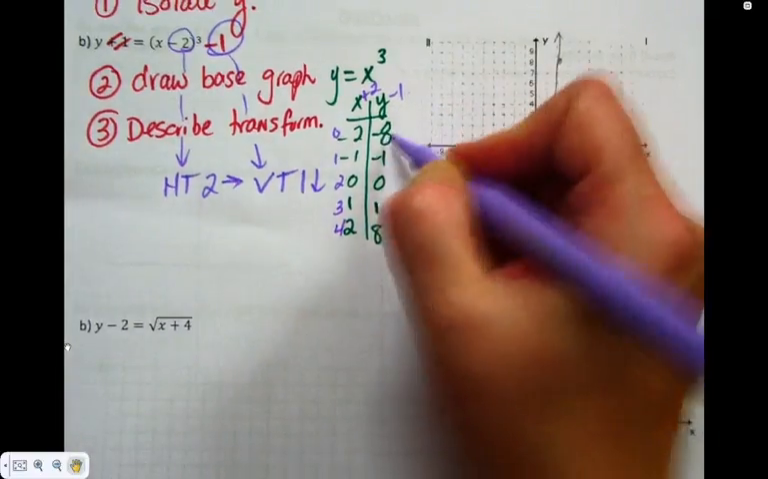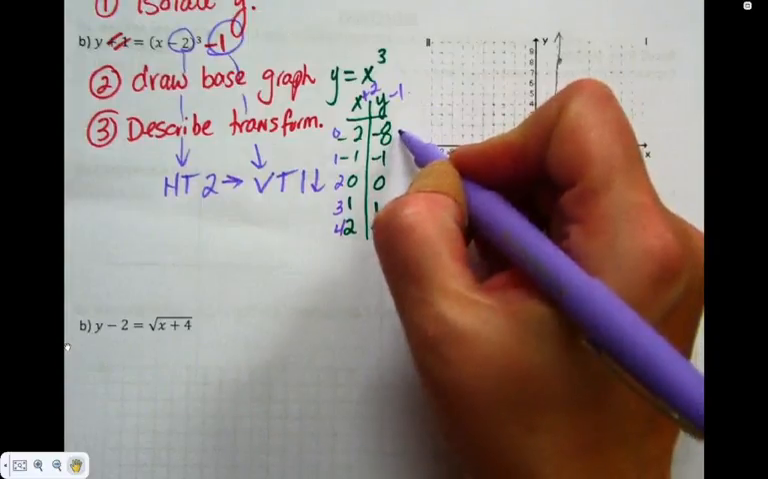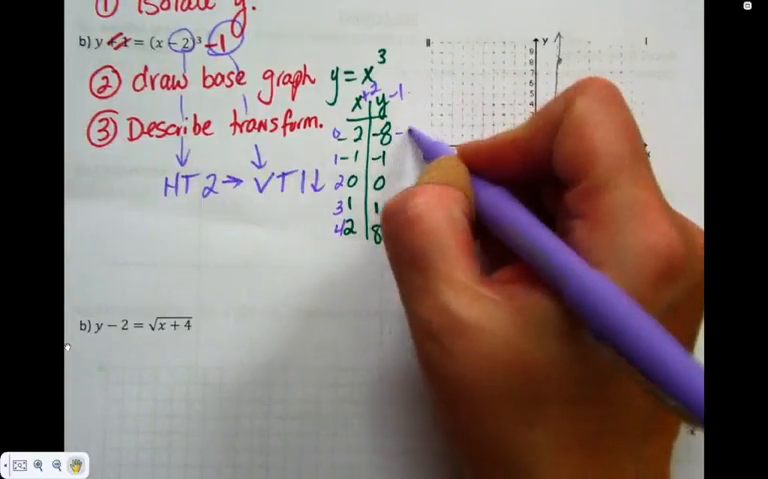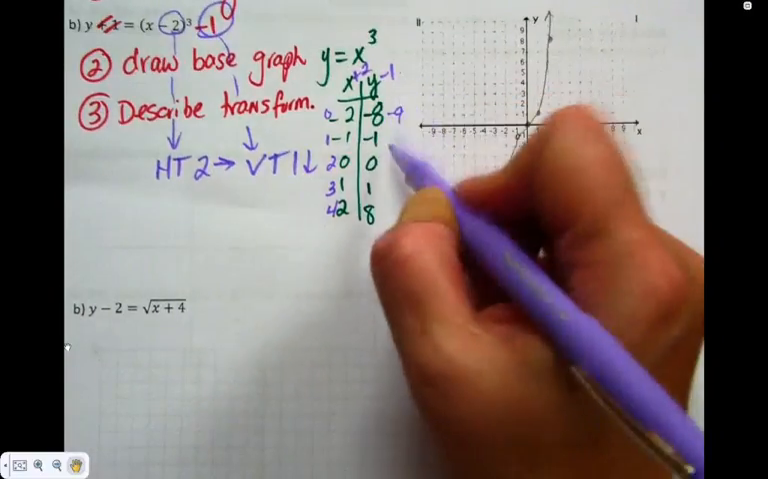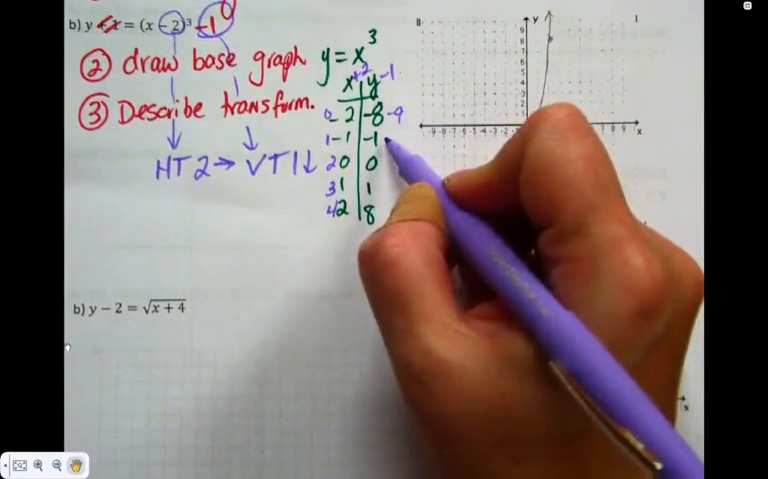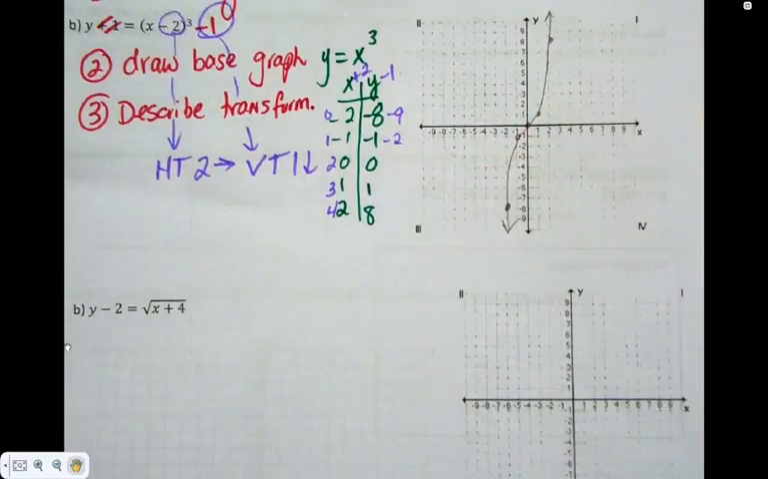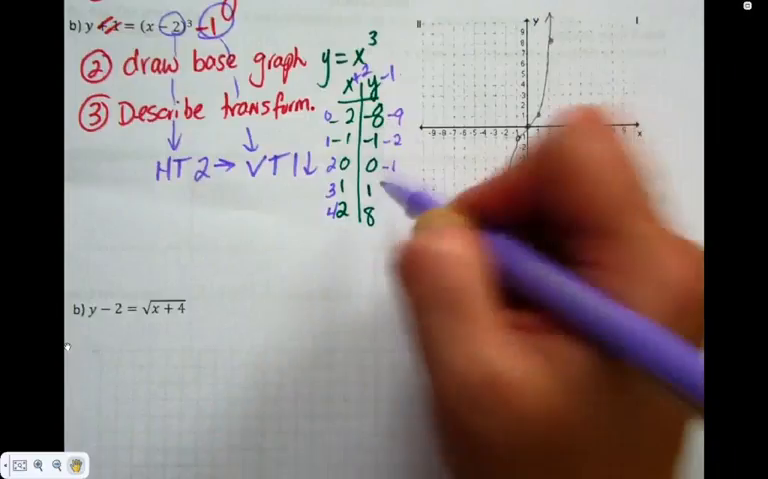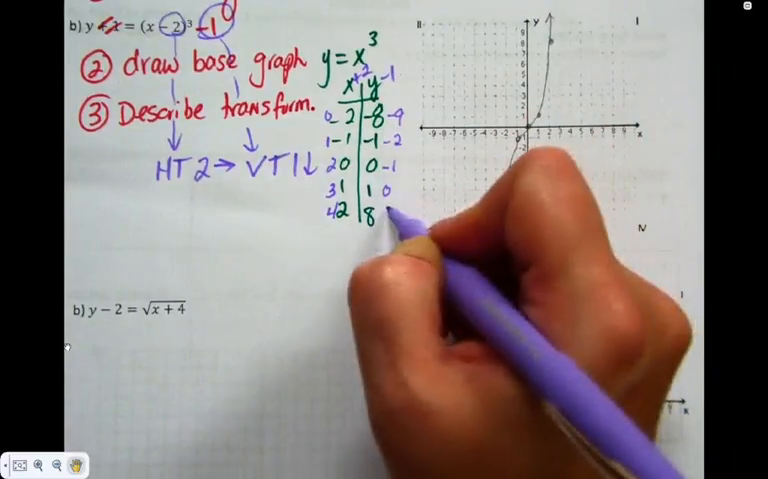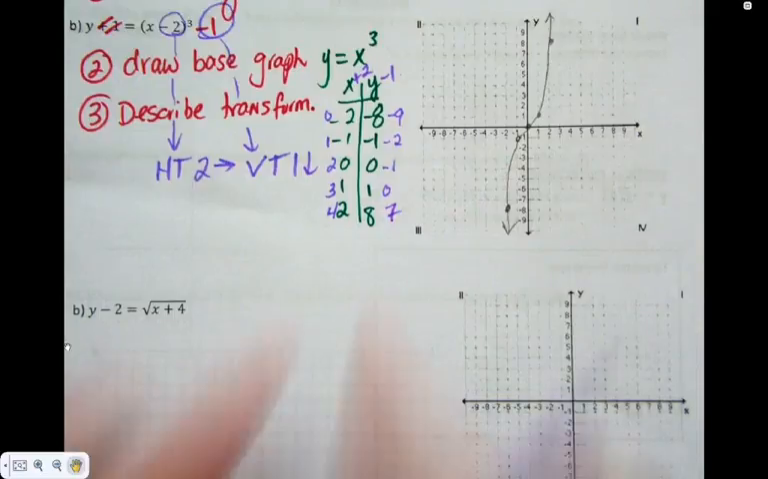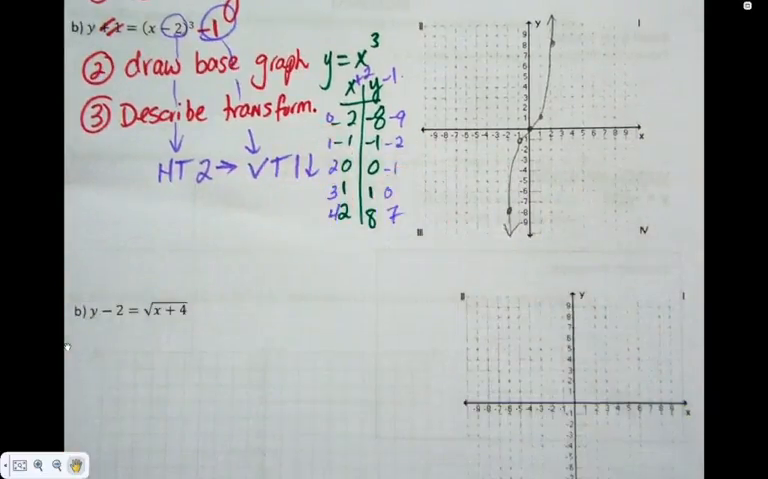-8 minus 1 is going to go to -9. -1 subtract 1, -2. 0 minus 1, -1. 1 minus 1, 0. 8 minus 1, 7. So if you like that method, you take these new coordinates and you graph it.